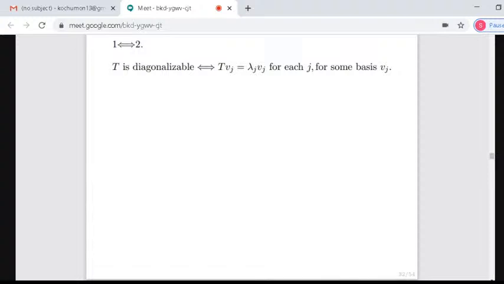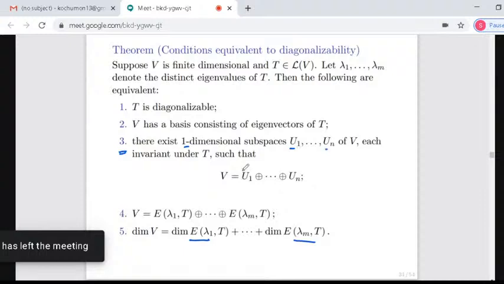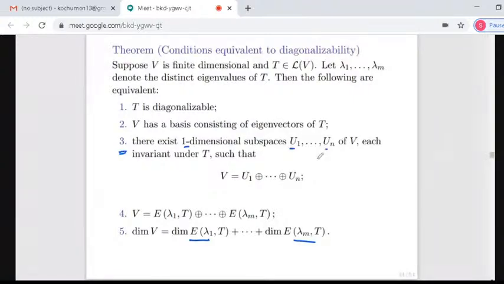So now 2 implies 3. What is 2? 2 is V has a basis consisting of eigenvectors of T. And now you want to show 3. That means you want to show that there exist one-dimensional subspaces, each invariant under T, such that V is equal to U1 plus etc. plus Un, and this is a direct sum. This is easy because you know that there is a basis of eigenvectors. So suppose v1, ..., vn is the basis of eigenvectors. We are assuming 2, a basis of eigenvectors.